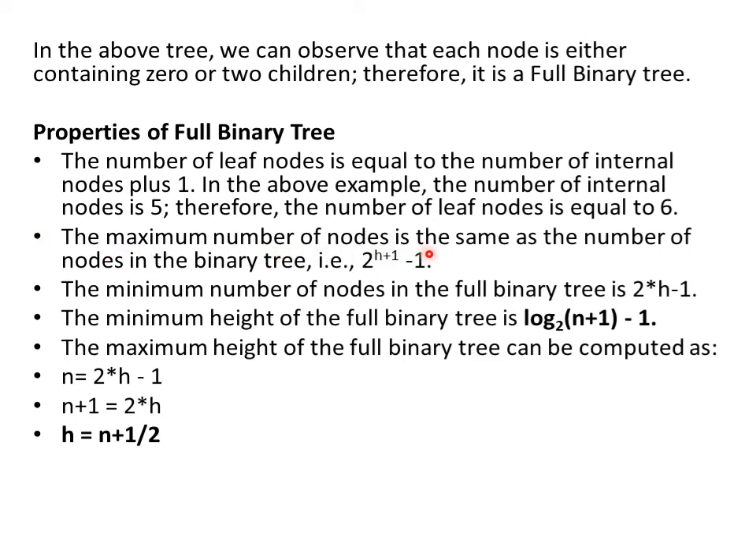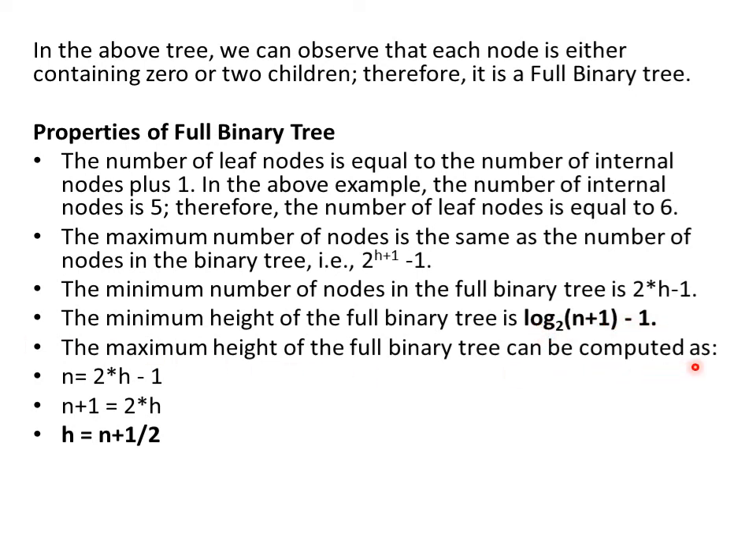The maximum number of nodes is the same as the number of nodes in the binary tree, which is 2 to the power of h plus 1 minus 1. This is the maximum height of the tree, and the minimum number of nodes of the full binary tree is 2 into h minus 1. The minimum height of the binary tree, previously I have shown how we have calculated, is log 2 of n plus 1 minus 1.